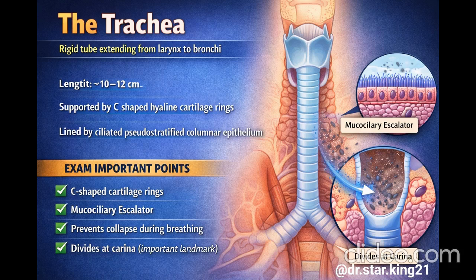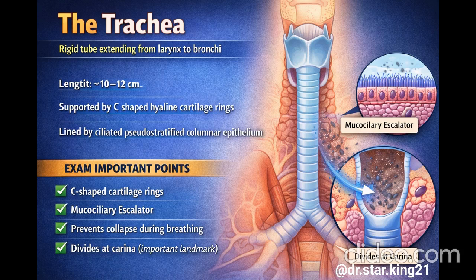The next part is trachea. Now the air enters the trachea, which is a rigid air passage extending from larynx to bronchi, and the length is approximately 10 to 12 centimeters, which is supported by C-shaped hyaline cartilage rings lined with ciliated pseudostratified columnar epithelium. And the mucociliary escalator traps and removes dust particles, which is an important defense mechanism. So here trachea is supported by C-shaped hyaline cartilage rings, whereas the larynx has only the cricoid cartilage as a complete ring.